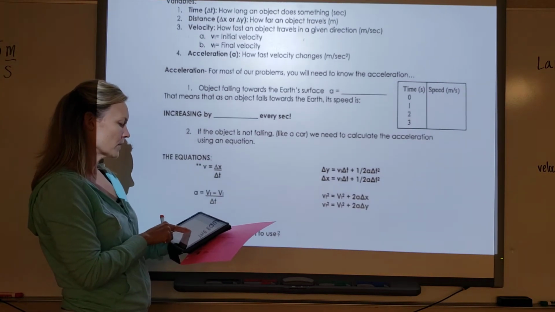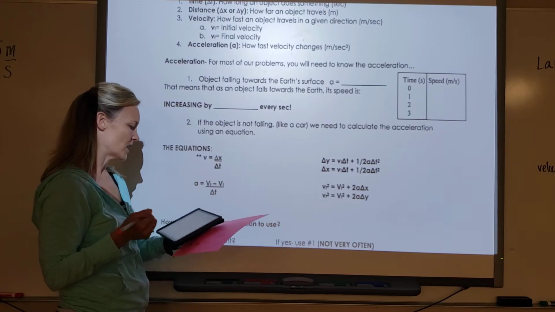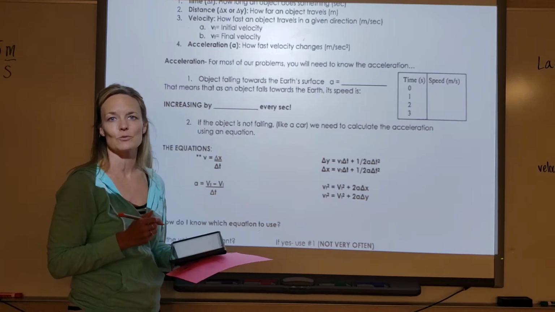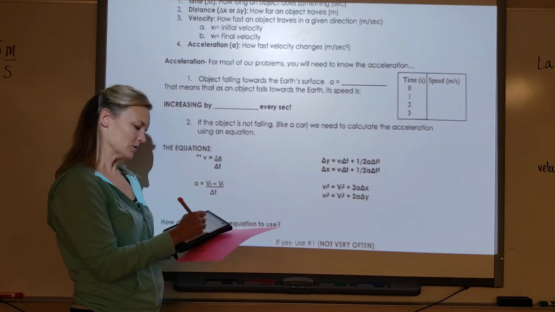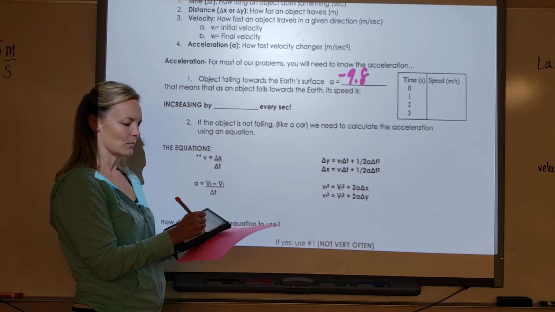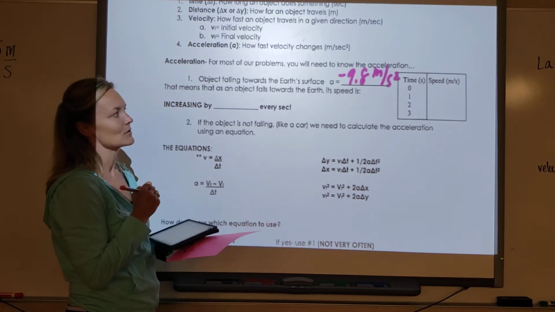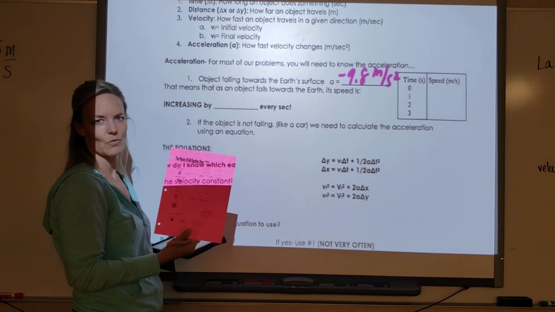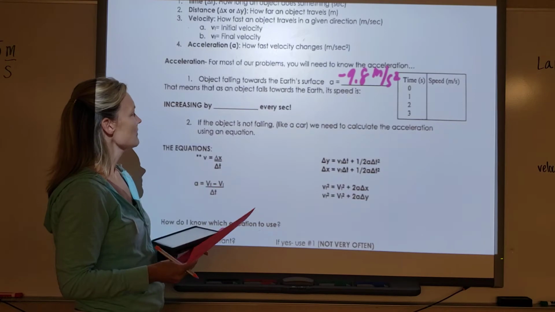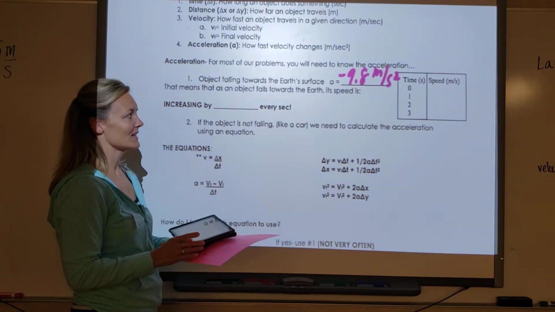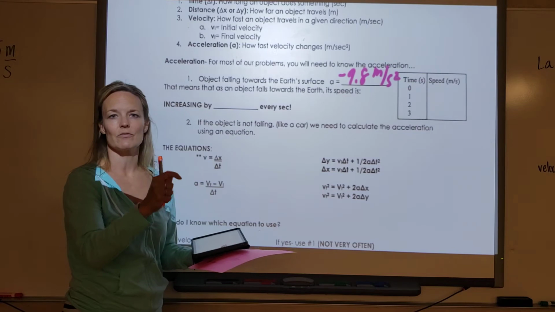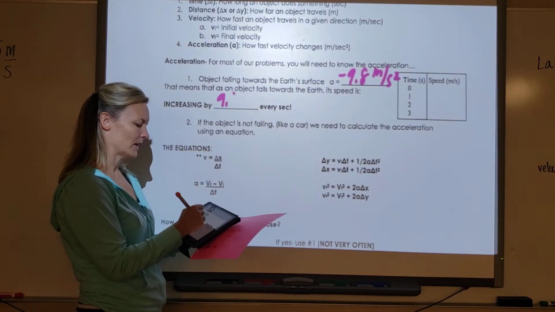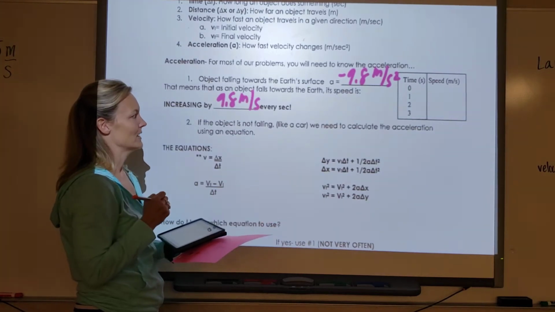For most of our problems, you'll need to know the acceleration. Objects falling towards the Earth's surface, the a is always a given. It is equal to gravity. Here, using the metric system, gravity is negative 9.8 meters per second squared. Negative 9.8, that is on your equation sheet under motion in one dimension right by the little car. What that means is that as something falls, it gets faster and faster and faster. It increases its speed by 9.8 meters per second every second.